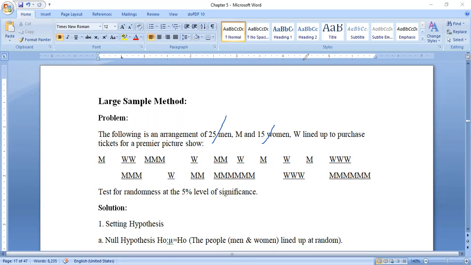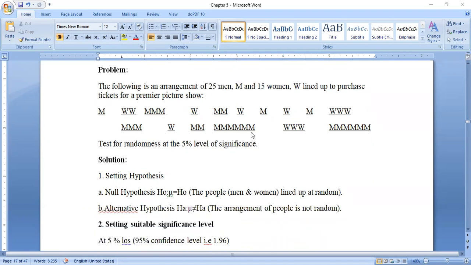So in this large sample method, men and women are lined up to purchase tickets for a premiere show. So men, women, women, men, men, men, women, men, men, women, men, women, men, women, women. Already in the given question, the runs are underlined here. And test for the randomness at 5% level of significance is given. So in this way, the problem is given.